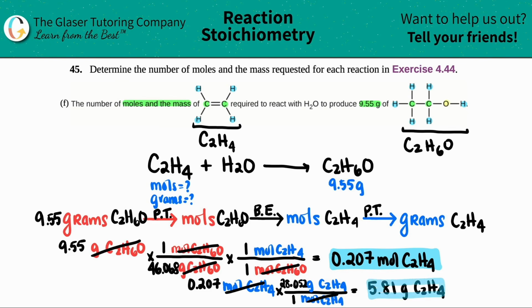Just know that these two answers that we found are exactly equivalent. So whether I have almost a fifth of a mole, right, 0.207 moles of ethene, or 5.81 grams, they're exactly the same. And just to put it in context, this basically means if you want to produce 9.55 grams of ethanol, you have to make sure that you have 5.81 grams of the ethene in order to make that happen. Yeah? Okay. That's it.